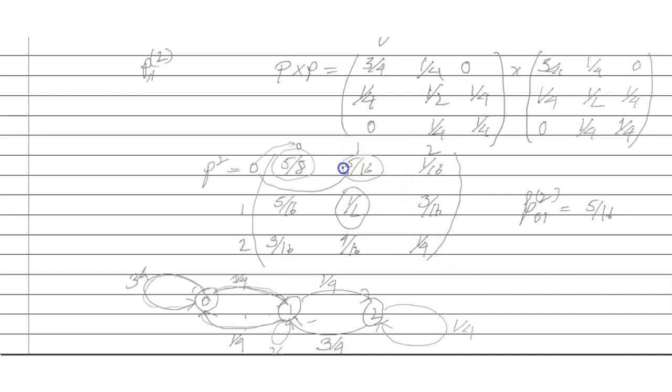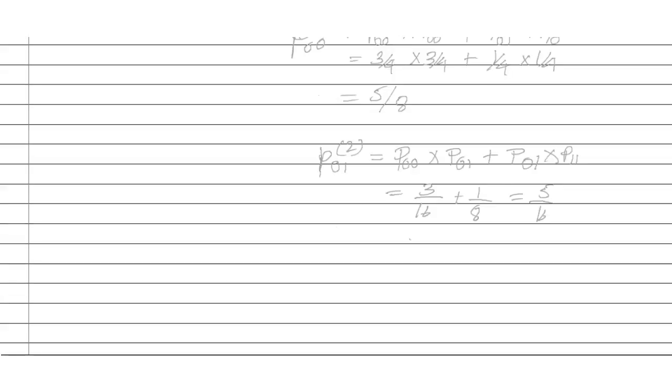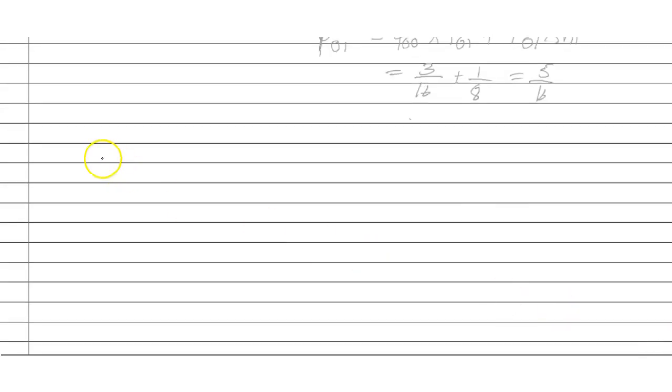So I don't need to do matrix multiplications. I can easily find it out with the help of the directed graph. The next question is coming from CSIR NET December 2017.